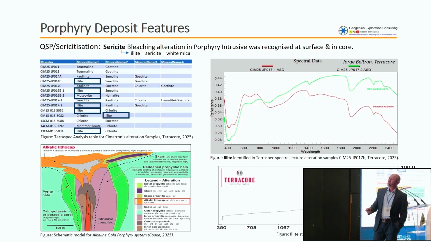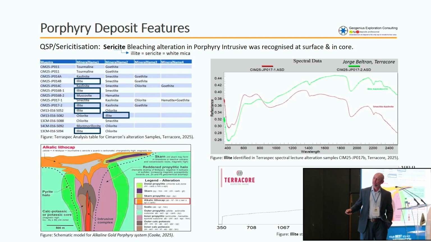So we also have illite, sericite, white mica. Thank you to George Beltran for this. He did the study for me with the TerraSpec, so he was able to confirm that we have the white mica. Why is it important? Because that's the lithocap, which is also something typical of the gold porphyry.